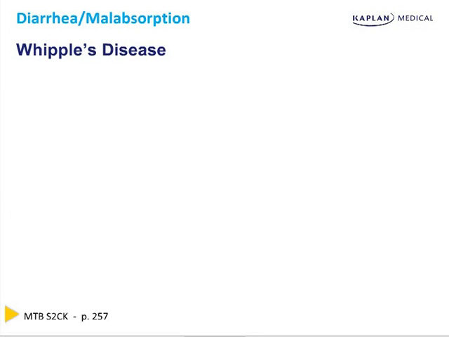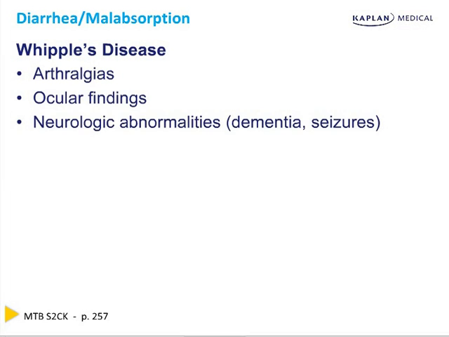Whipple's disease is a rare systemic infectious disease caused by the bacterium Tropheryma whipplei. It causes invasion of the small bowel villi and can lead to fatty, floaty, foul-smelling stools. It's also associated with arthralgias, ocular findings, neurologic abnormalities such as dementia and seizures, fever, and nonspecific lymphadenopathy.